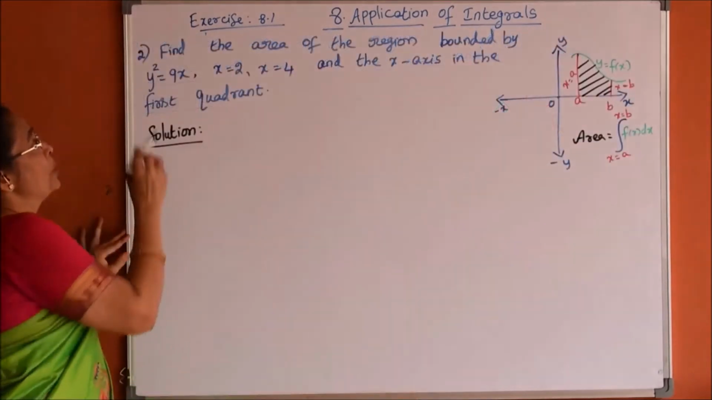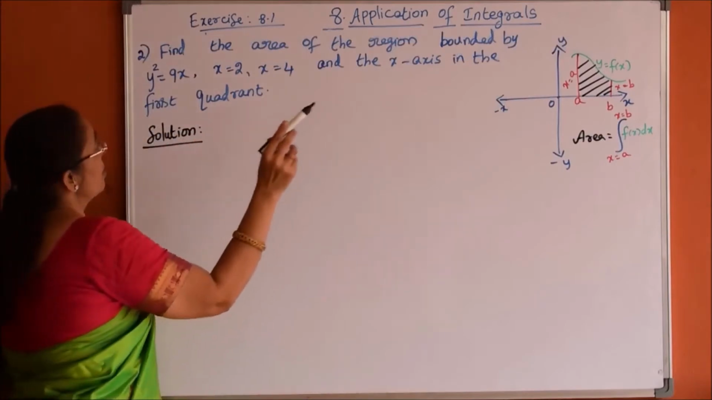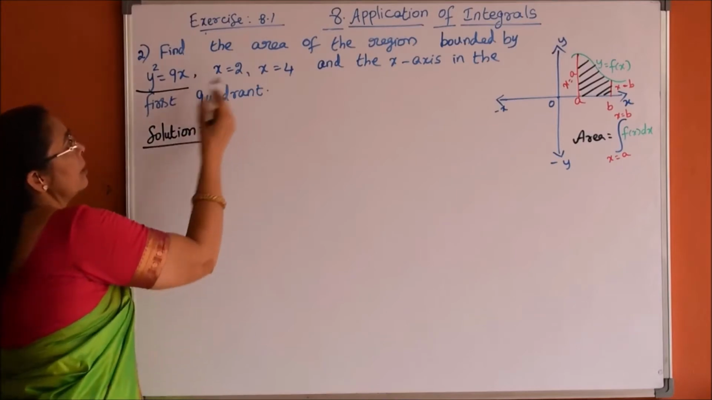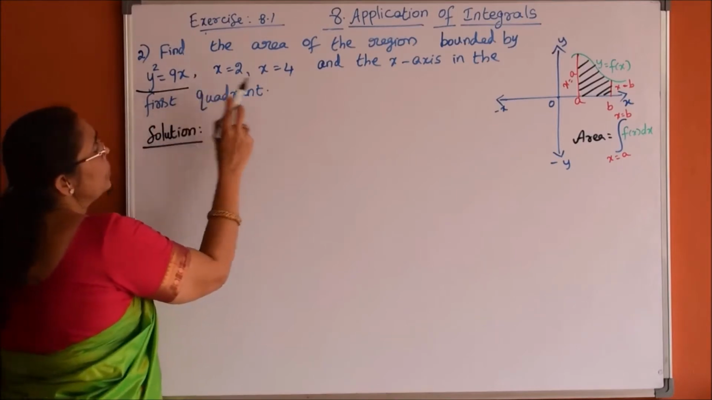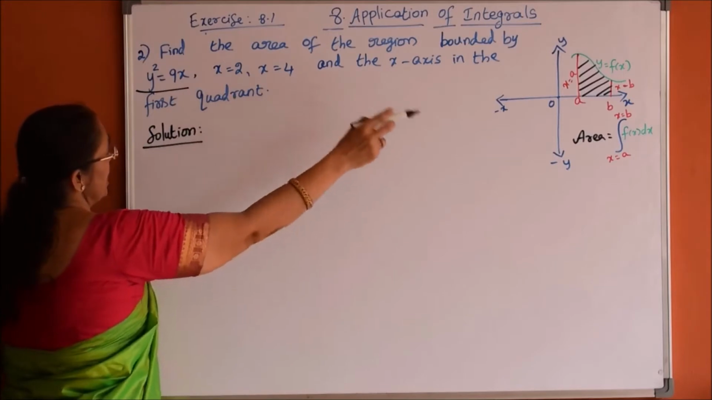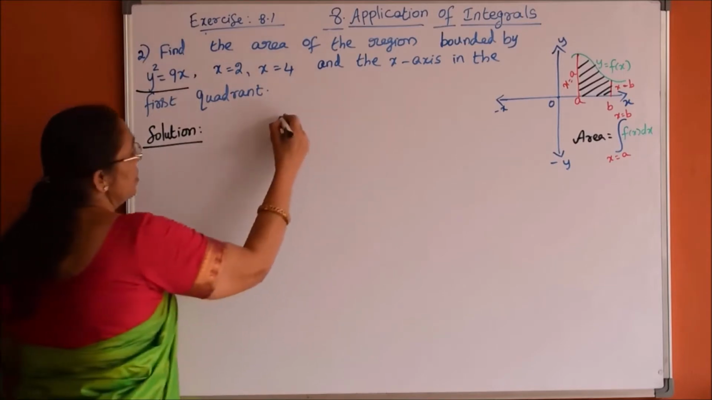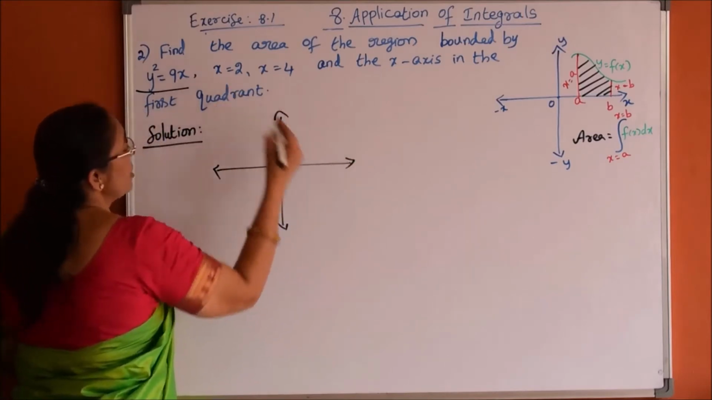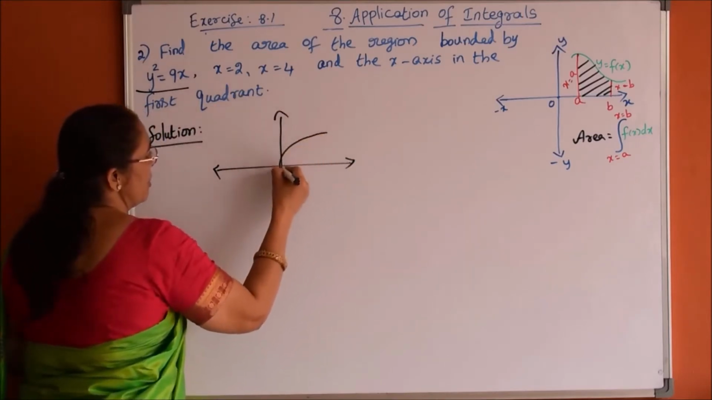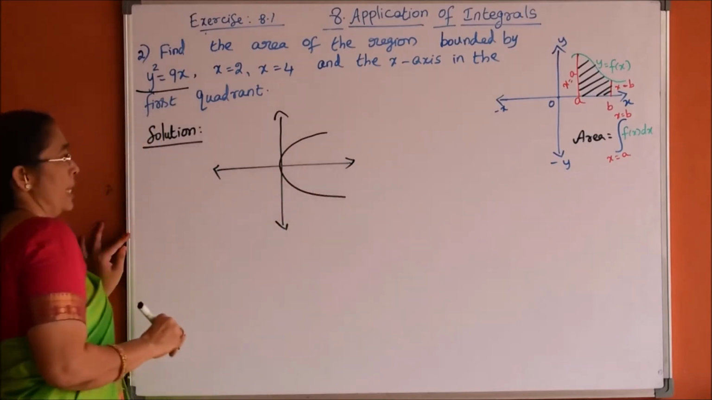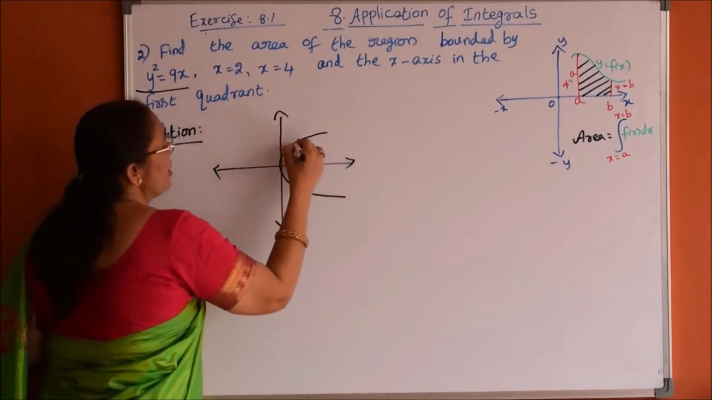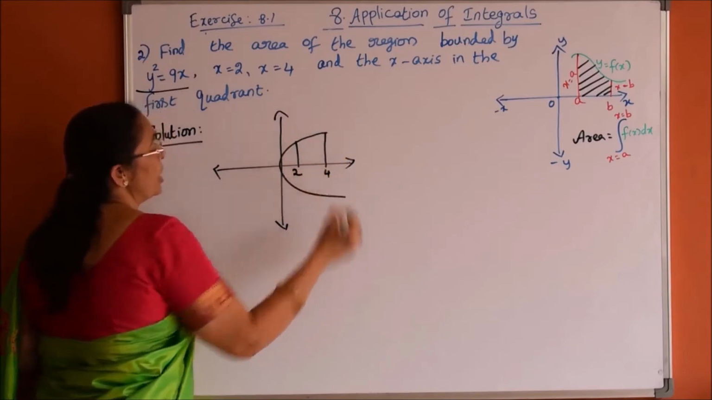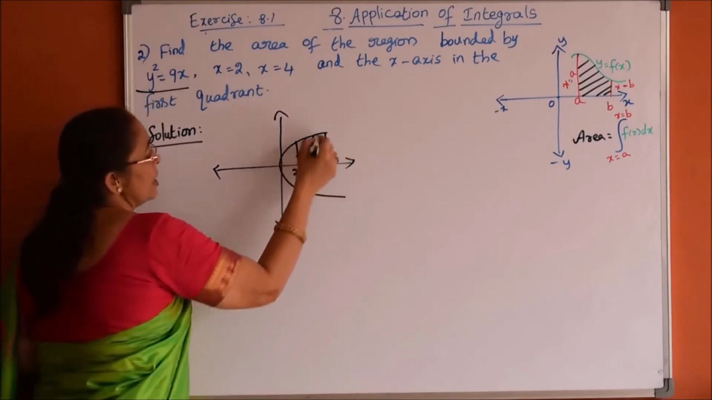Second problem, find the area of the region bounded by the curve y square is equal to 9x between the lines x is equal to 2, x is equal to 4 and the x axis in the first quadrant. So, the question is the area between the curve y square is equal to 9x. It is a parabola symmetric about positive x axis. This is the curve between the line x is equal to 2 and x is equal to 4. This is the line x is equal to 2 and x is equal to 4. So, we need this area.